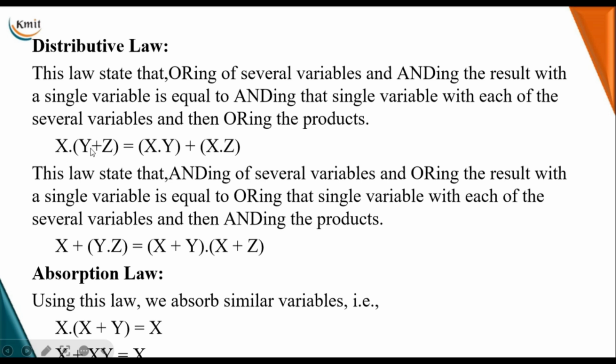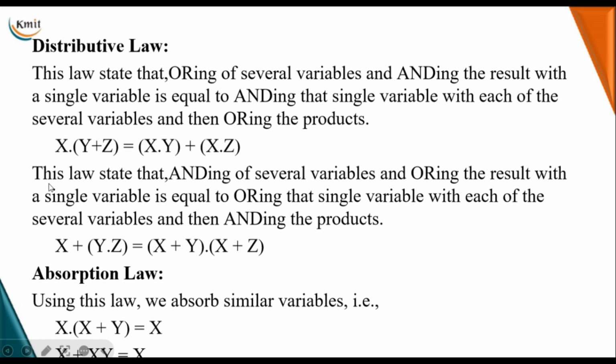So x AND (y OR z). You can replace this OR term with n number of variables, so y OR z OR w, up to n. Like that, if we replace all n variables in this ORing function, it would give you the summation, the OR, of the variable which is ANDed with each of the several variables. So x AND y OR x AND z.